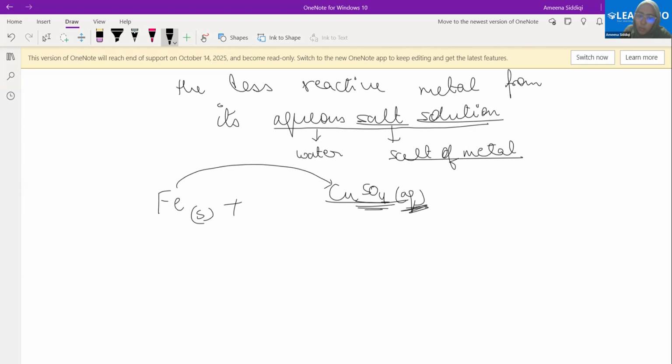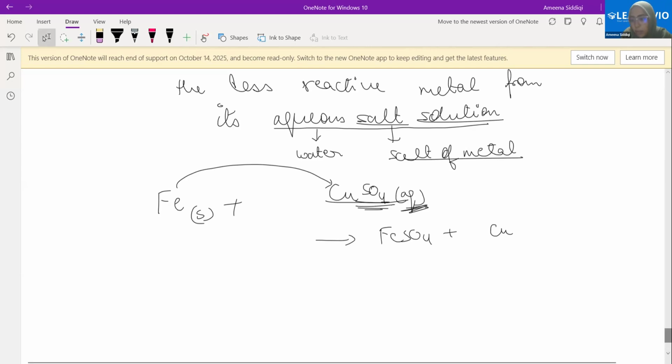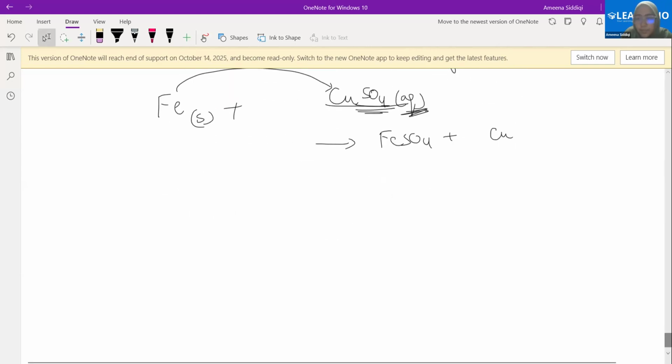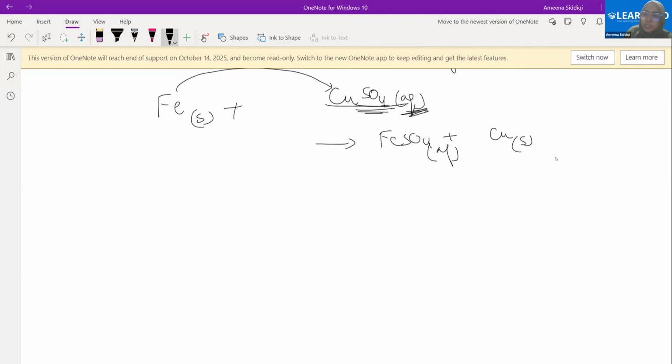If iron will displace copper, what will it form? What will be the products here? Ferrous sulfate plus copper. Now quickly tell me the state of ferrous sulfate here. What will be the physical state of ferrous sulfate? Aqueous. Wonderful. And copper? Solid. Excellent. So this is an example of a displacement reaction taking place. Clear?